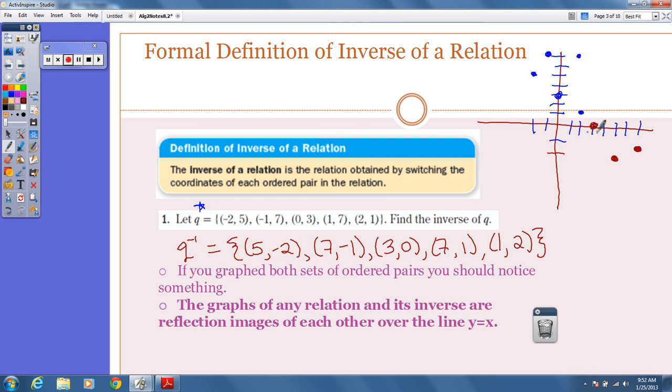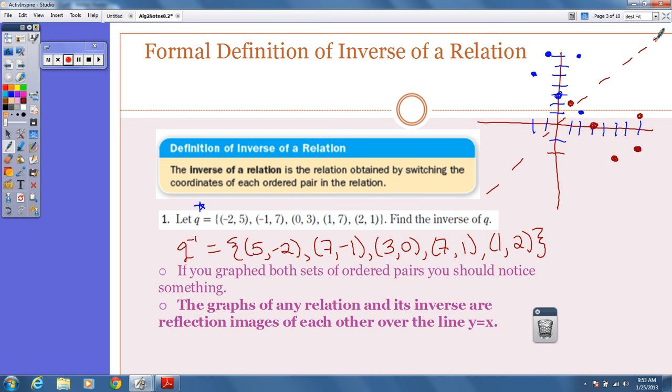And (7, 1). Oh yeah, that's better. And (1, 2). Okay. Can you see that they are related? Do you see anything that they have in common? You should notice that I could draw a full line right here, and I could reflect these points and they would map on top of each other.